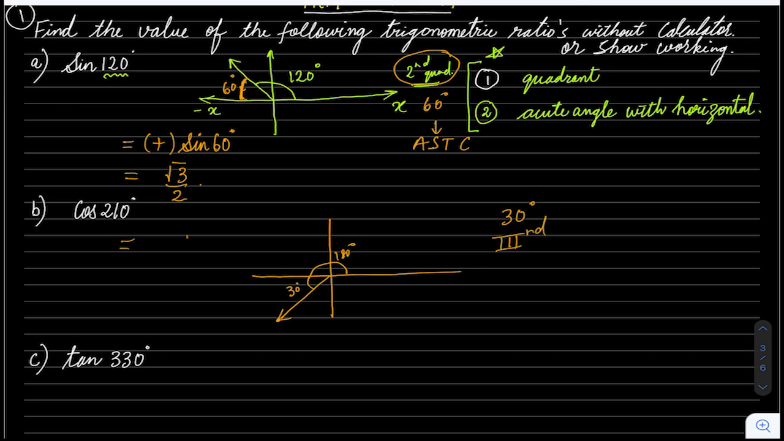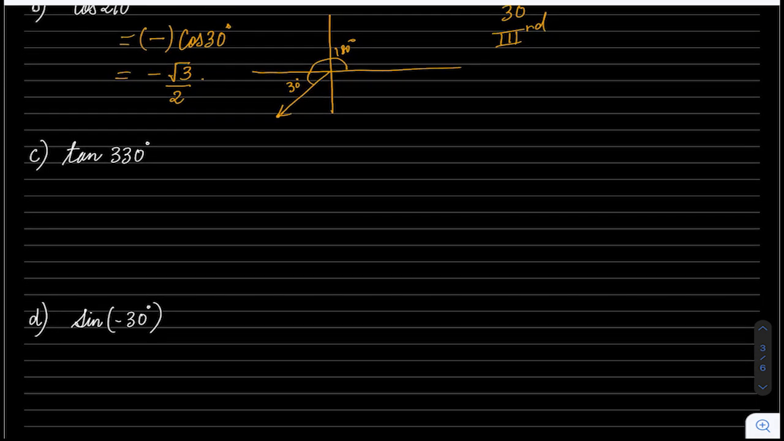So my answer for this will be equal to cos of 30 degrees. And now I have to see whether it will be plus or minus. We know in the third quadrant, in ASTC, only tangent is positive. Among sine, tan and cosine, only tangent is positive. So cosine is negative, and I will just write a negative sign here. And what is cos 30 degrees? That is root 3 over 2, which we have already remembered using the table. Okay, so that is my answer for this one.